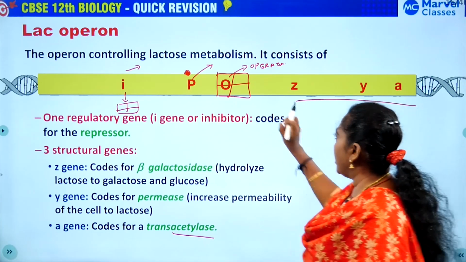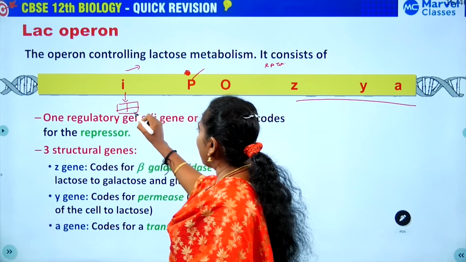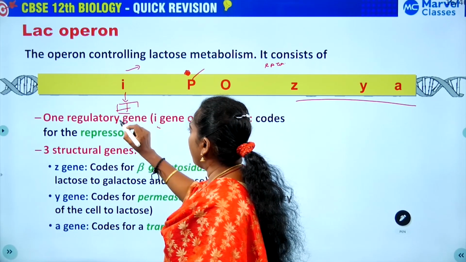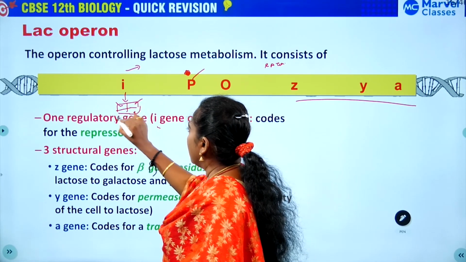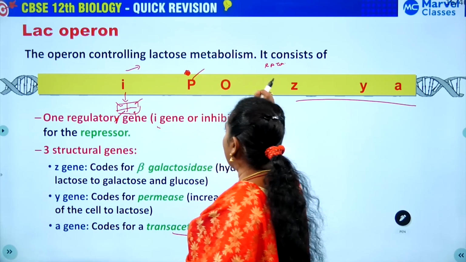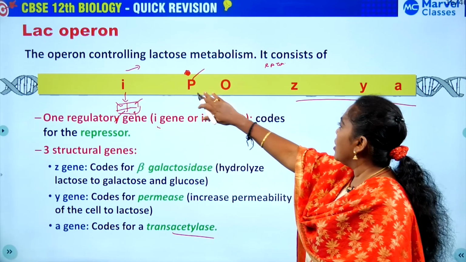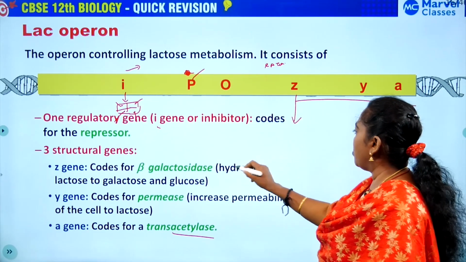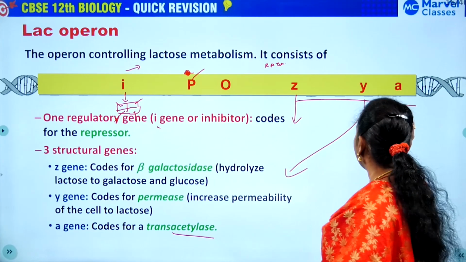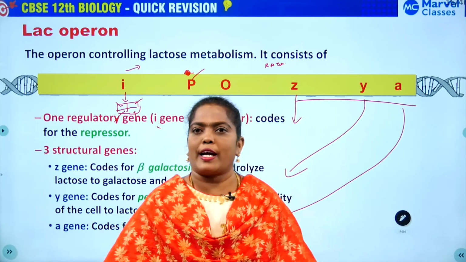And if in the medium glucose is not there, then the lactose will bind here, so that the repressor won't go and attach to the operator. If it is not attaching to the operator, then the RNA polymerase will slide over it, and then the Z will do this function, the Y will do this function, and the A will do this function. That is the switch on mechanism.